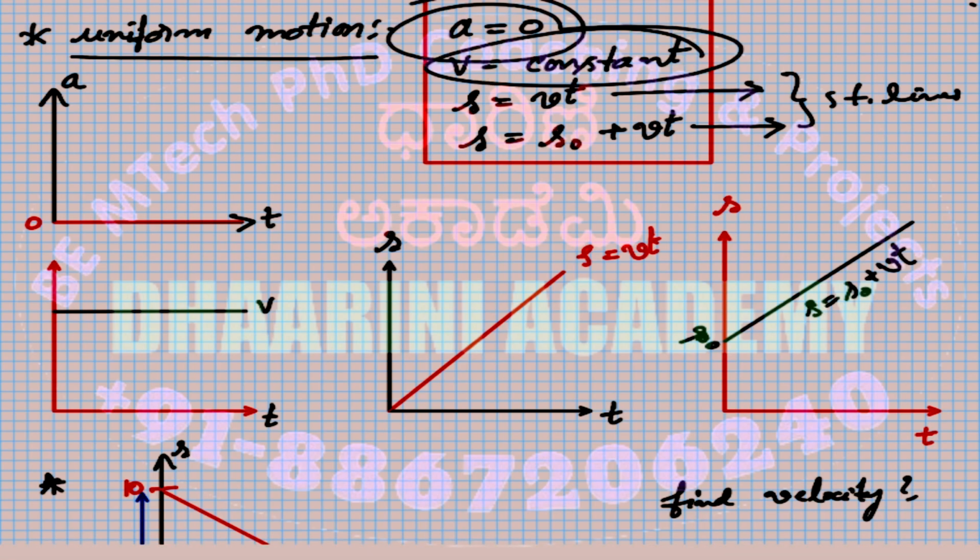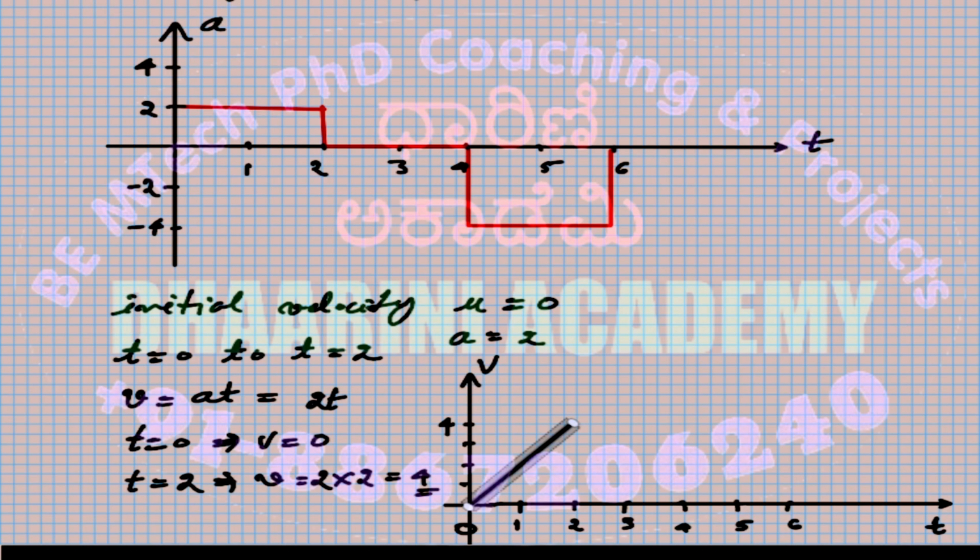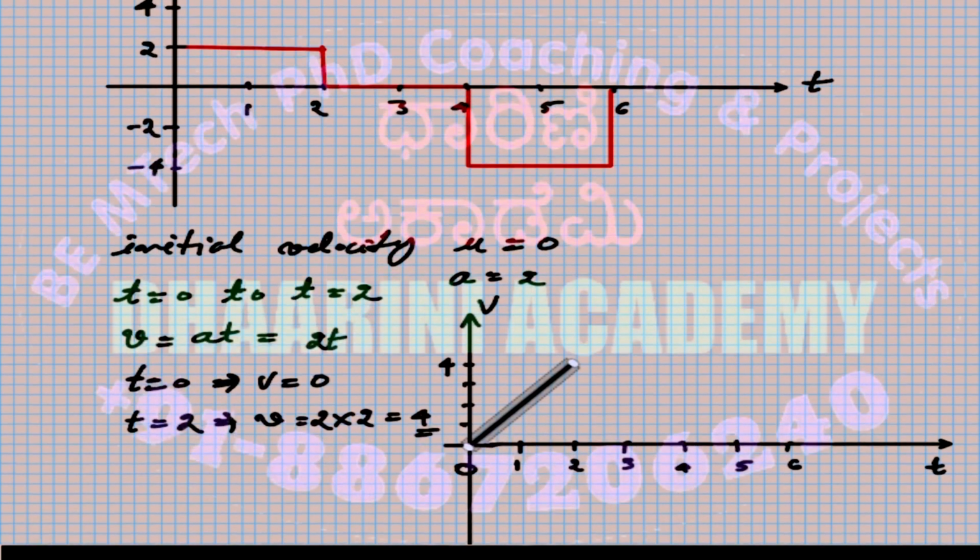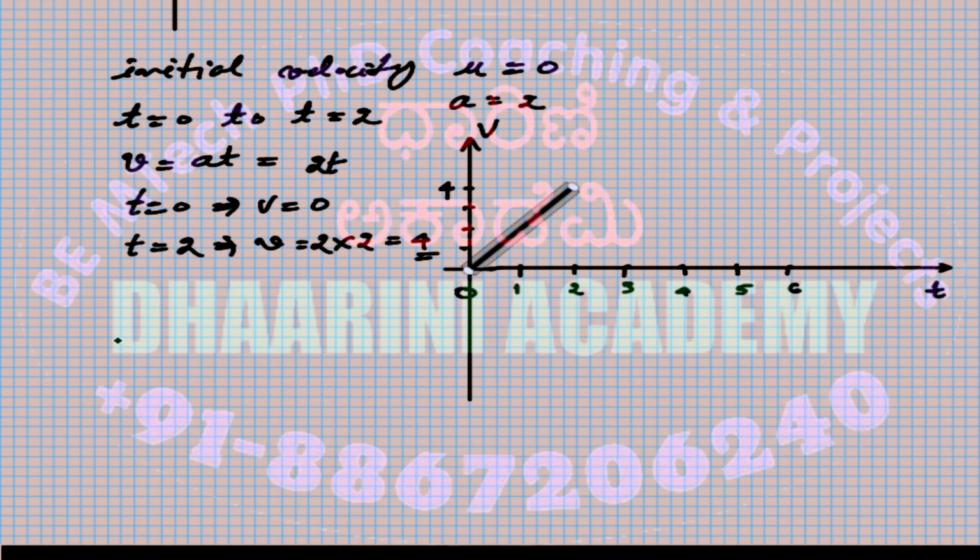Velocity will become constant, that's all. Whatever the velocity is, the same value will be held. First, let me write the point, then we'll come back. Okay, so the next one is, I'll write below.